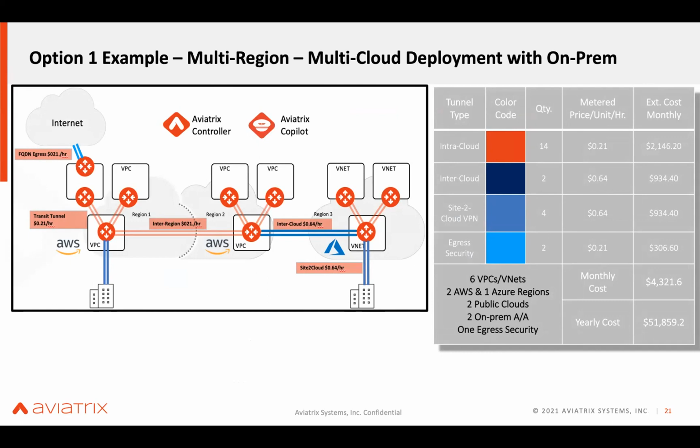marketplaces. It's clearly identified. For example, 21 cents a tunnel for intra-cloud, and inter-cloud is any time you're going to on-prem or between clouds. It's not very complicated. It's very simple.